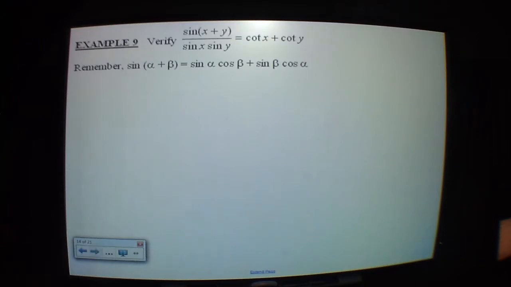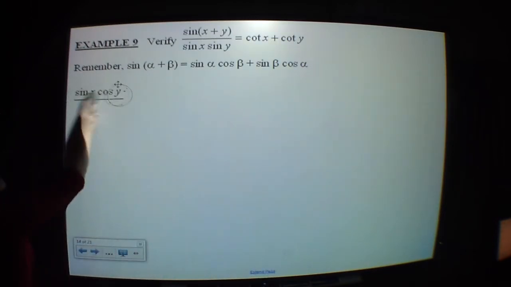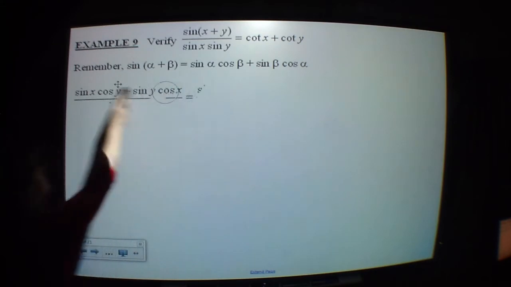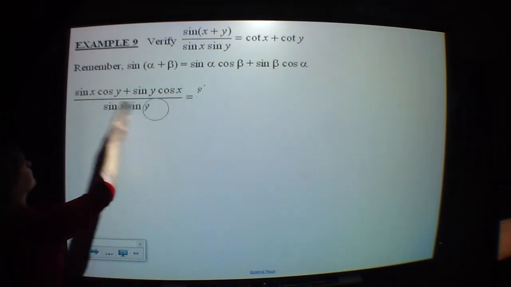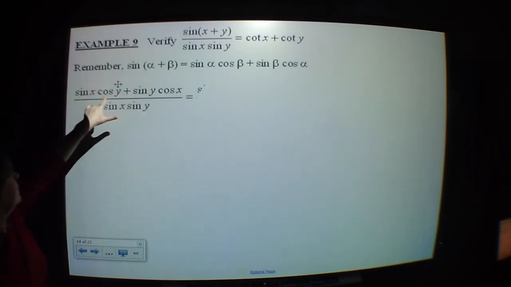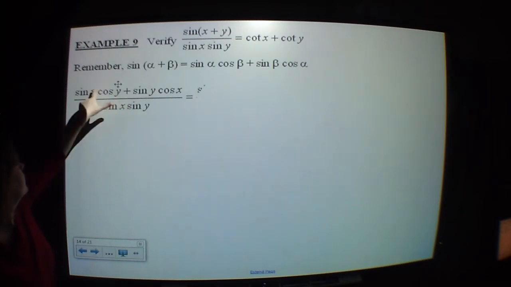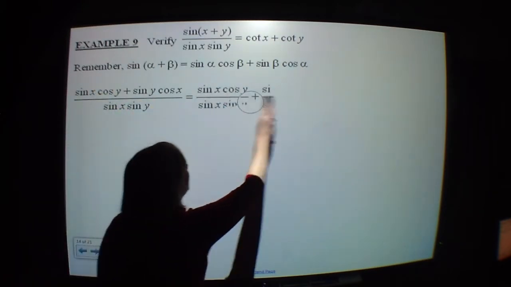Another one. Verify the sine of x plus y over the sine of x sine of y is equal to the cotangent of x plus the cotangent of y. Again, remember identities. So I'm going to do a substitution there. Instead of sine of x plus y, I did a substitution. This belongs to this fraction, or each term. So this belongs here, this belongs there. So if you want, you can write it as two fractions.